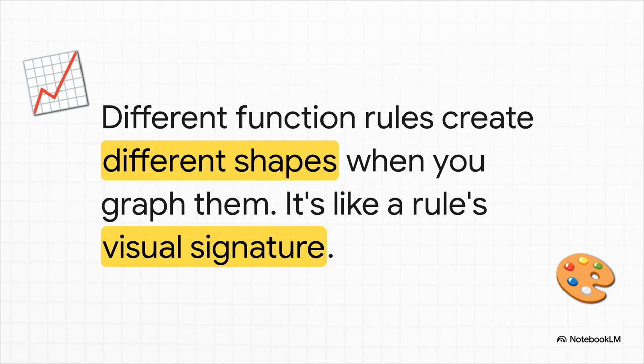Okay, so these rules describe patterns, right? But here's where it gets really, really cool. We can actually see these rules. It's time to look at a picture of a rule. Yeah, that's right. These abstract rules have a visual identity. When you take all the possible inputs and outputs of a function and you plot them on a graph, they create a shape. It's almost like a visual signature for that specific rule.